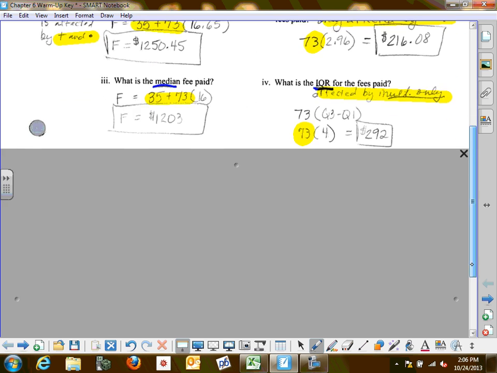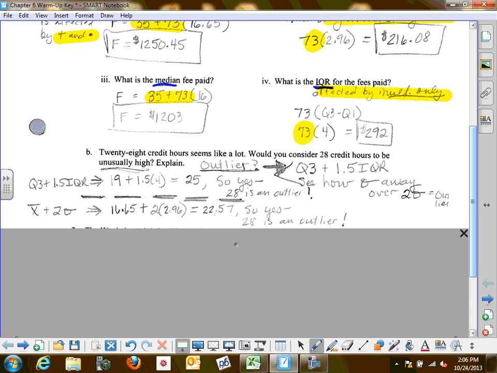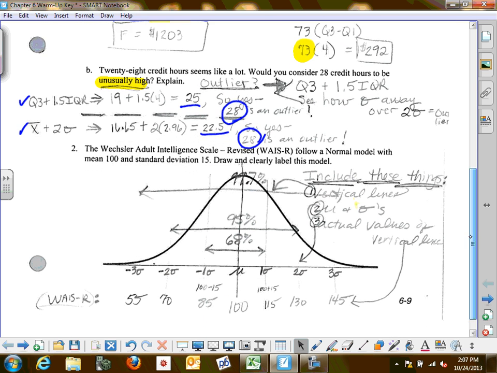Okay, next. Number 2 was something that was unusually high, so I applied the outlier rule to that. And so both of those here, depending on which one you chose, so you could do the Q3 plus 1.5 IQRs, which gave you 25 hours. So yes, 28 is outside of that. It's higher than that, so it's an outlier. If you chose the other rule, which is the mean plus 2 standard deviations, okay, then you got 22.57, so 28 is an outlier for that one also. Okay? Any questions there?